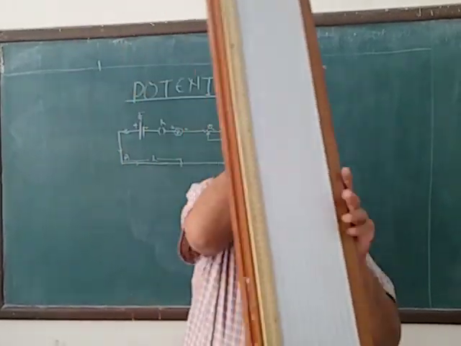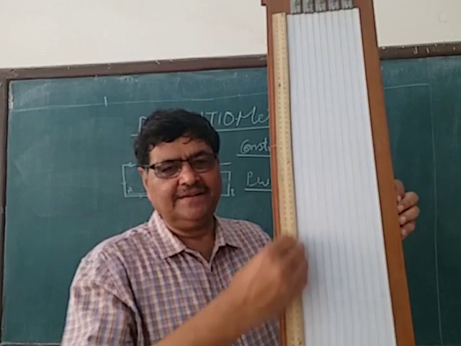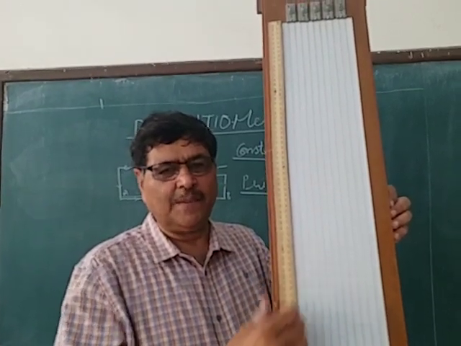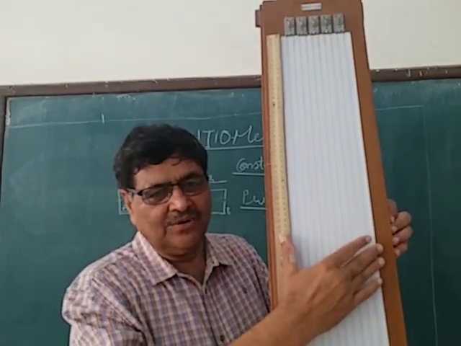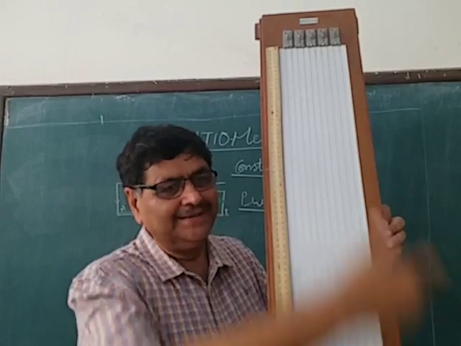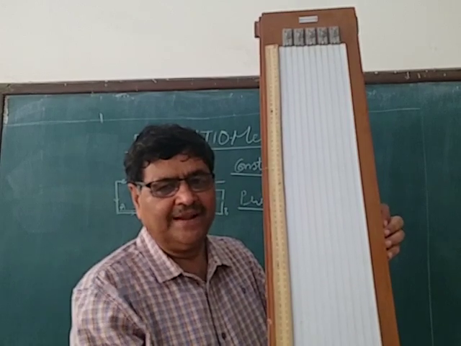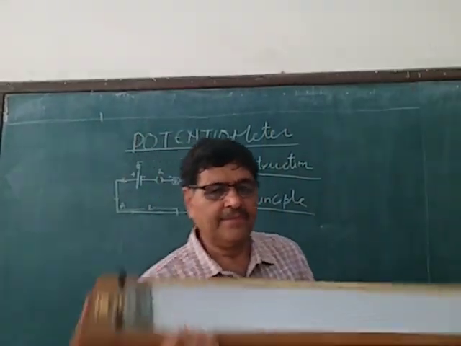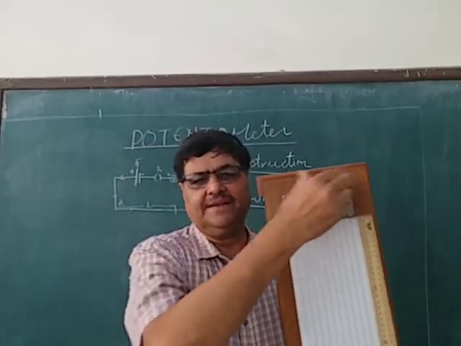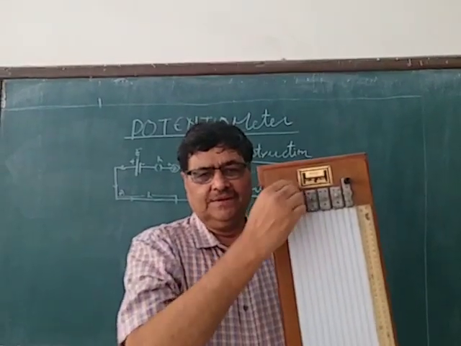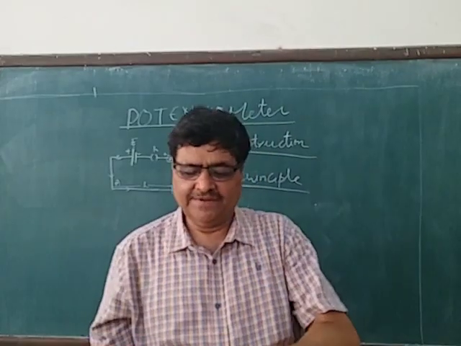You can see that a wooden plank is there on which a meter scale is fixed, which has graduation on both the sides, and there are 10 wires. These 10 wires are not exactly 10 wires, it is a single wire wrapped around like this. So it makes 10 wires, but it is a single wire. There are two terminals through which we can pass the electricity. So this is the simple construction of this instrument called potentiometer.